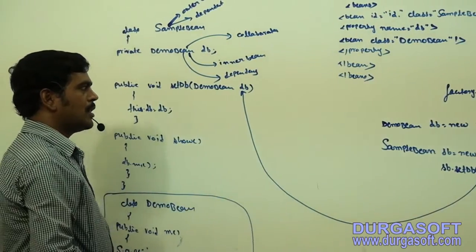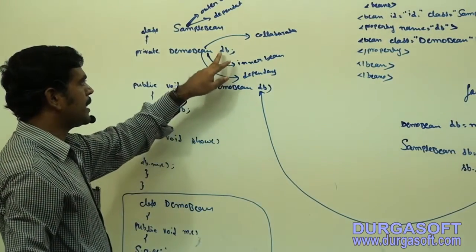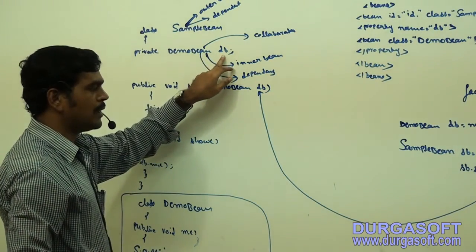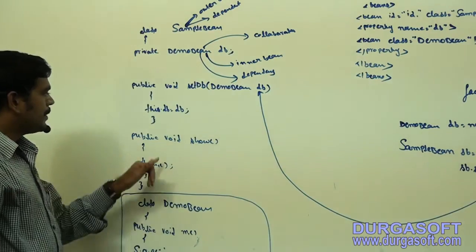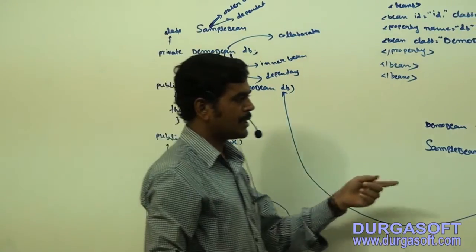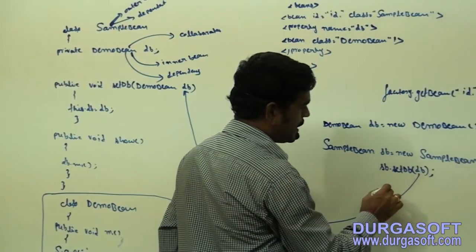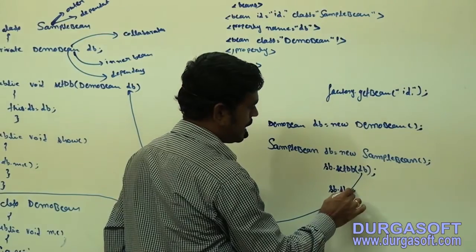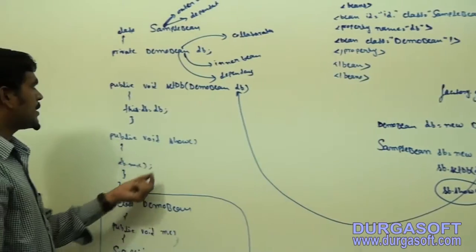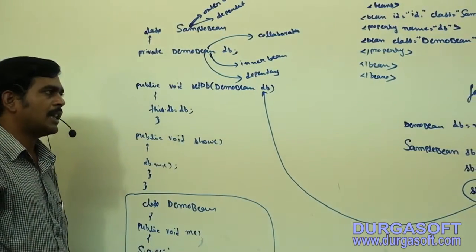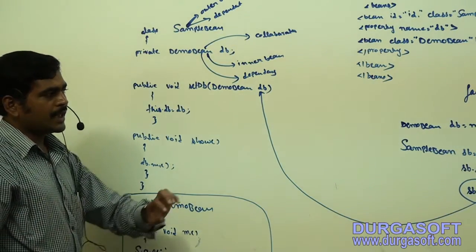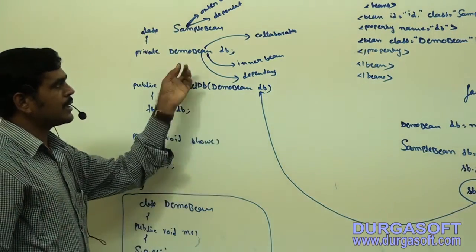Now this is the local. If you want to make it global, then this dot db is equal to db, then it becomes global. Then next, after that we can call the db dot show method here. Okay, so now we can call here the sb dot show method. Whenever we call the sb dot show method, then automatically "I am the inner bean" is going to be displayed by the inner bean. Like this, we can inject the inner beans inside the outer bean.